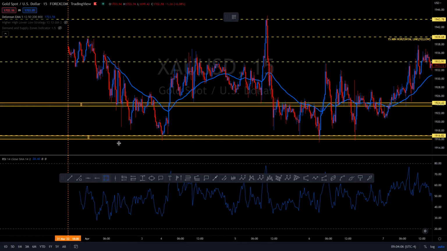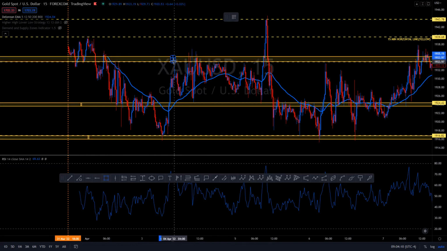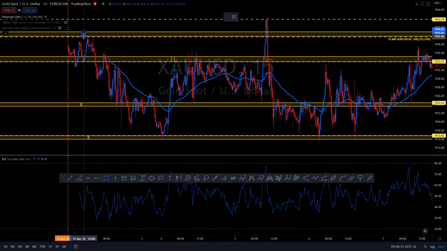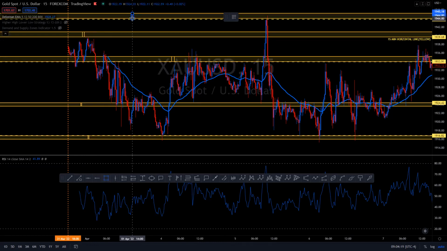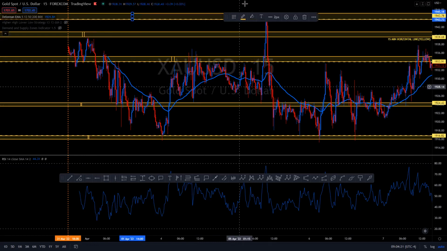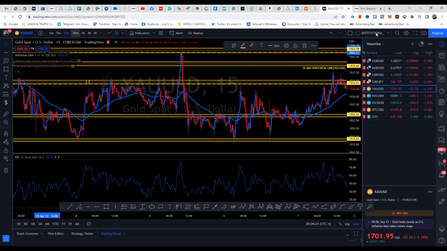I'm not going to make these zones too tight because once we get to the 15-minute time frame, we want to draw further supply demand structure, figure out exactly what price is at, and then make our decision. Let's move on to the 30-minute. We want to do the same exact thing.